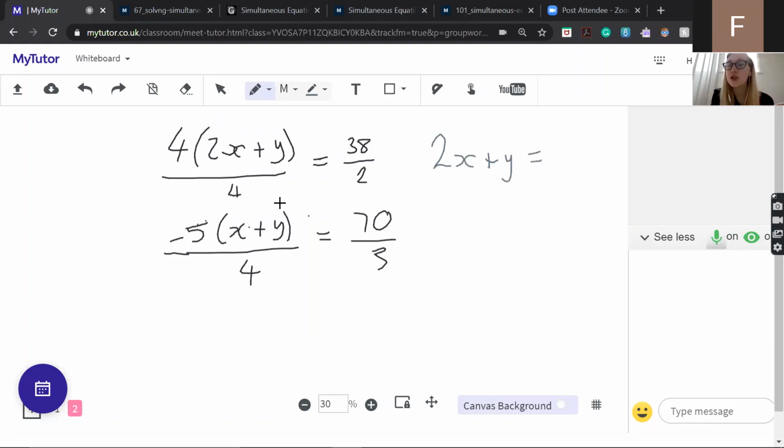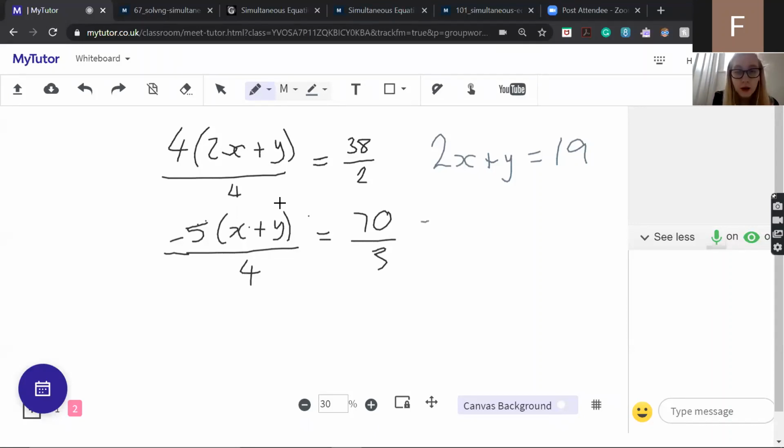And 38 over 2 is 19. Well, that certainly looks a lot nicer. Unfortunately, there's not really much that we can do about this equation here. I'll show you a couple of things.